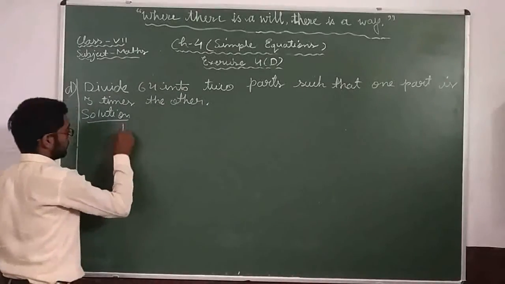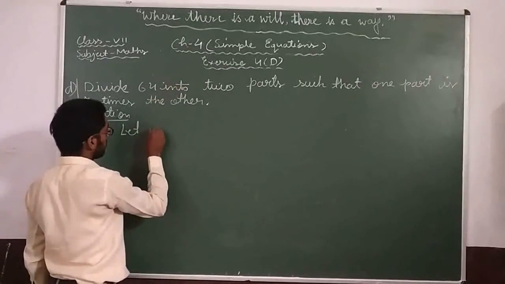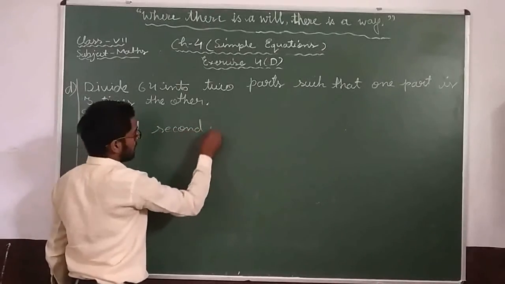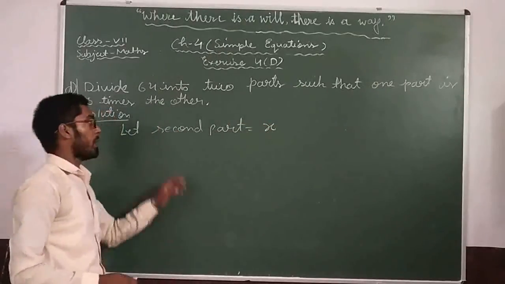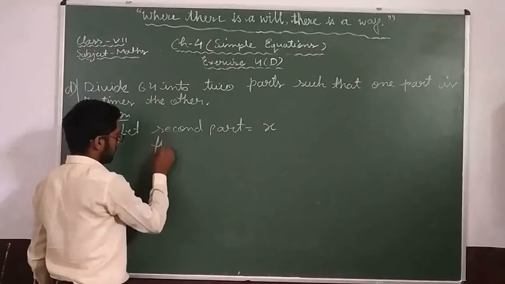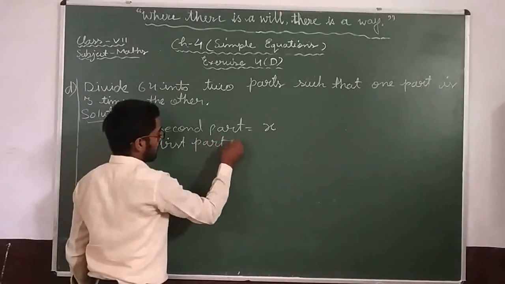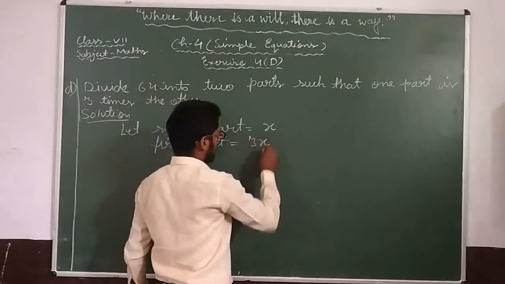So let the second part be x. Second part is x, then the first part is 3 times, means 3x.